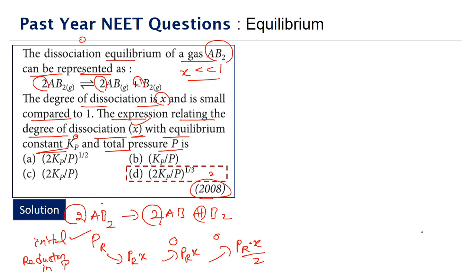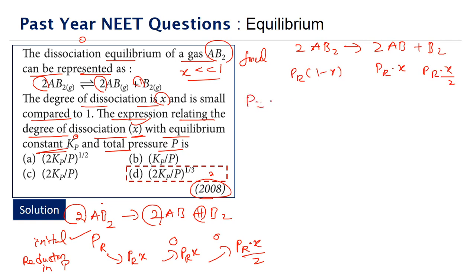So what are we having now? The final, or rather the equilibrium stage. I'll just write down the equation here. 2 molecules of AB2 gives rise to 2 molecules of AB plus B2. What is the final pressure here? PR into 1 minus X. What is the final pressure here? PR into X. What is the final pressure here? PR into X by 2. So what will the total pressure at equilibrium be?